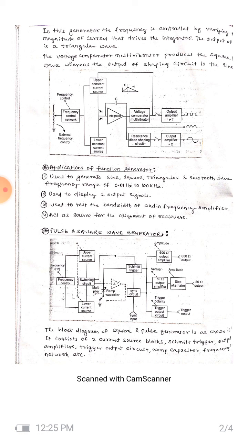In this generator, the frequency is controlled by varying the magnitude of current that drives the integrator. The output of the integrator is a triangular wave. The voltage comparator multivibrator produces the square and rectangular wave, whereas the output of the shaping circuit is the sine wave. The function generator has two output amplifiers that provide two simultaneous output waveforms.